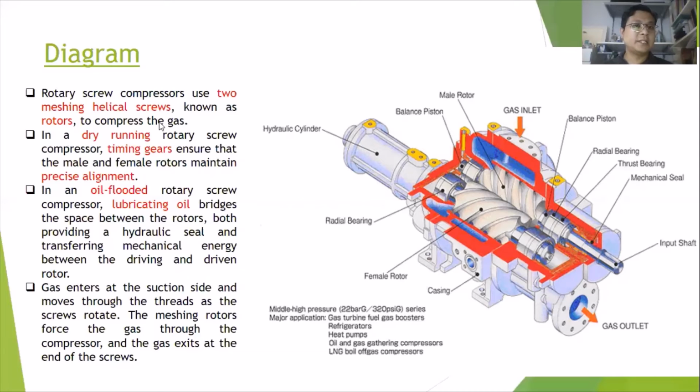A rotary screw compressor uses two matching helical screws known as rotors to compress the gas. In a dry running rotary screw compressor, timing gears ensure that the male and female rotors maintain precise alignment. Yes, check the alignment, because if not, the compressor will leak. In an oil flooded rotary screw compressor, lubricating oil bridges the space between the rotors, both providing a hydraulic seal and transferring mechanical energy between the driving and driven rotor. Gas enters at the suction side and moves through the thread as the screw rotates.